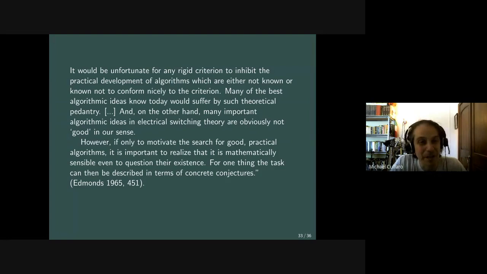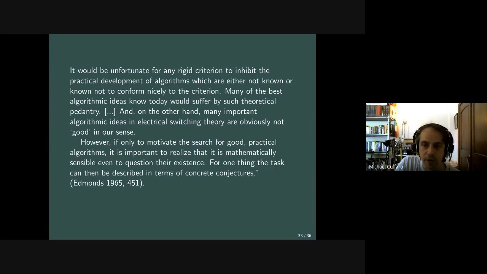"It would be unfortunate for any rigid criterion to inhibit the practical development of algorithms which are either not known or known not to conform nicely to the criterion," which he himself put forward in his paper. "Many of the best algorithmic ideas known today would suffer by such theoretical pedantry. And on the other hand, many important algorithmic ideas in electrical switching theory are obviously not good in our sense. However, if only to motivate the search for good practical algorithms, it is important to realize that it is mathematically sensible to even question their existence."